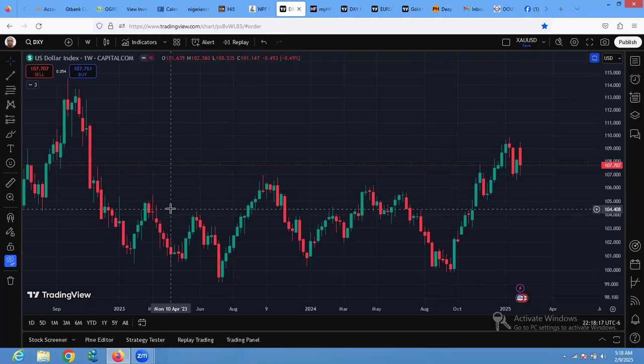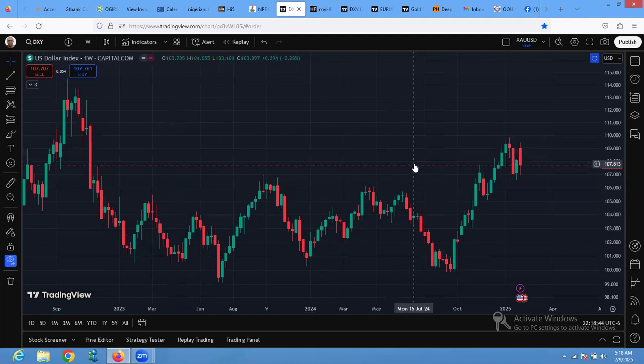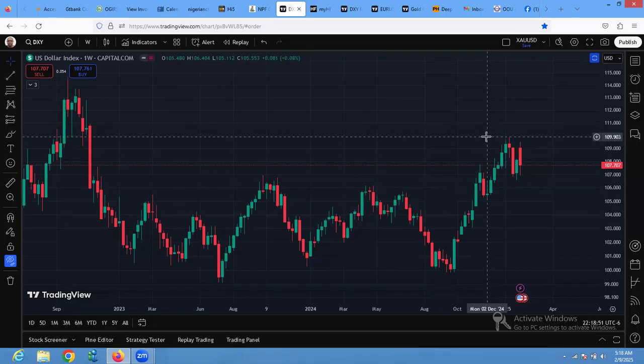So I'm starting with DXY. Now, we are at a point where the market is giving us a 50-50 probability. The 50% probability of the market going to the downside, which means the dollar falling immediately, or the probability that we might still break up one more time. And I'm going to explain that.